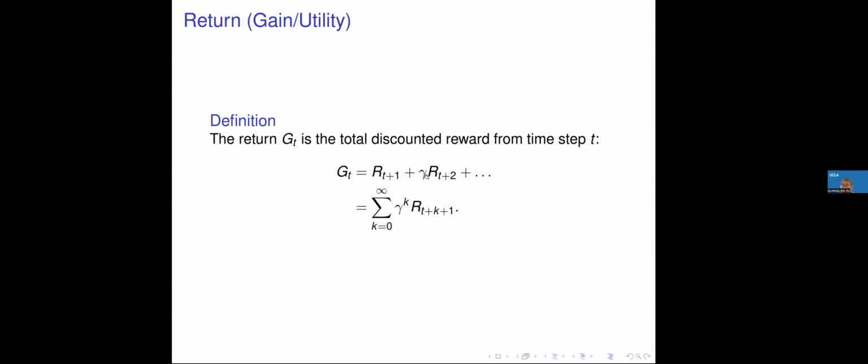If this discount factor equals 0, then that means we just care about the immediate reward. That's okay. But if, for example, the discount factor gamma equals 1, which means we consider the future reward and the immediate reward equally, that's also okay. But in practice, we often choose gamma strictly between 0 and 1, because we still want to discount the reward in the future.